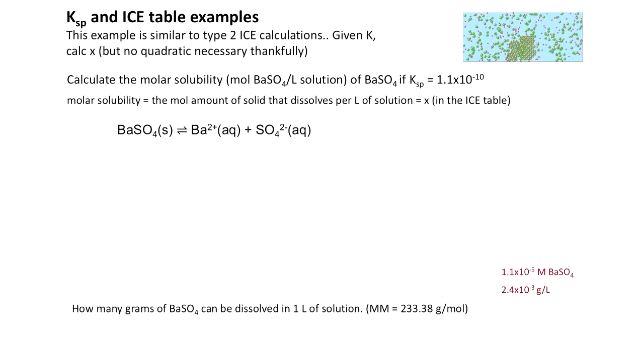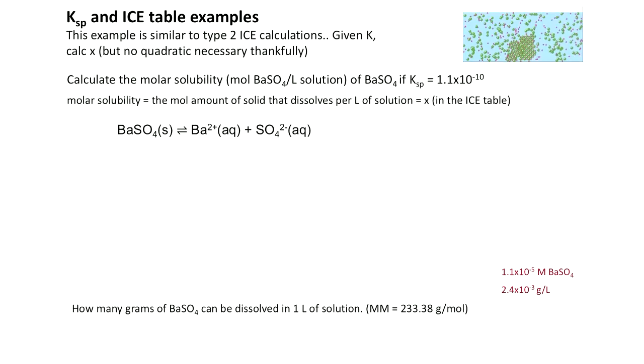So X, though, in a KSP expression, remember SP stands for solubility product, meaning we're dissolving salts in water. The X in a KSP expression represents molar solubility, meaning how many moles of that solid will dissolve in 1 liter of solution. So that can tell us the extent of how soluble or how not very soluble a substance is. So let's look at this.